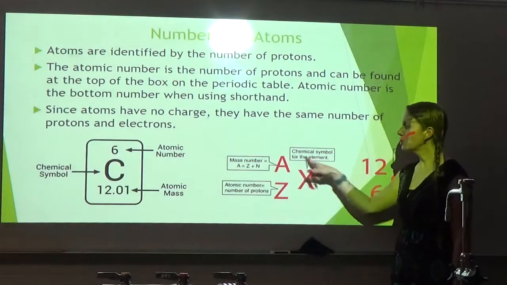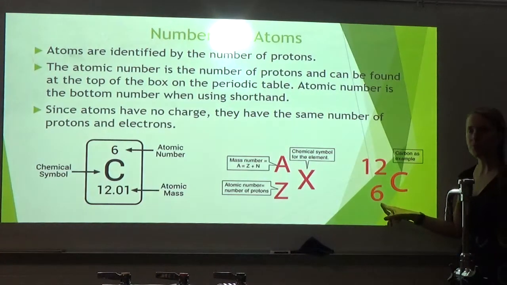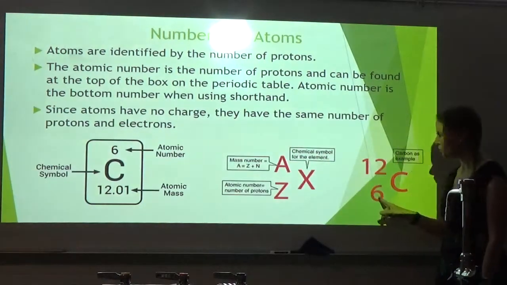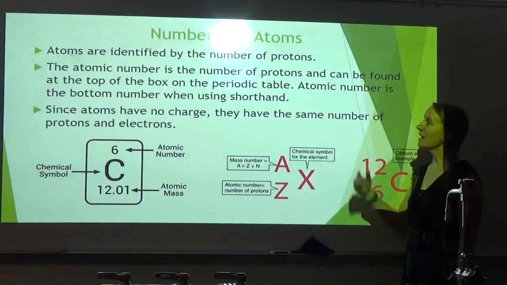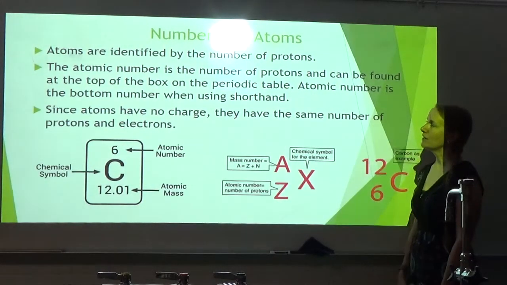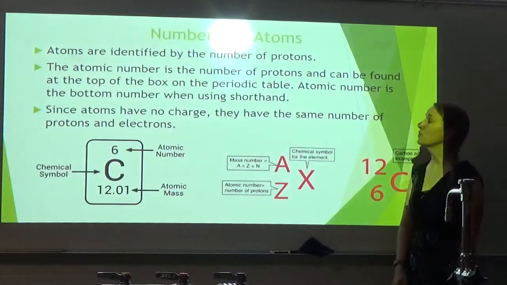However, when we're writing in shorthand, like when you see something like this, atomic number is the bottom number. So on the periodic table, it's the top number. When we write in shorthand, it's the bottom number. Since atoms have no charge, they have the same number of protons and electrons. All right, so I wrote that there. I don't know what happened here. I need to change that to electrons.